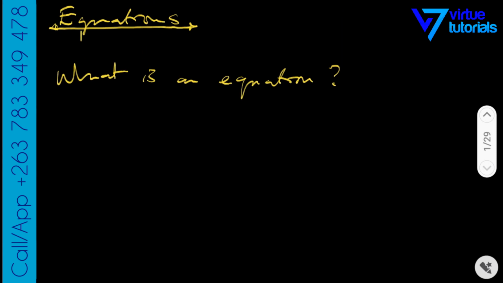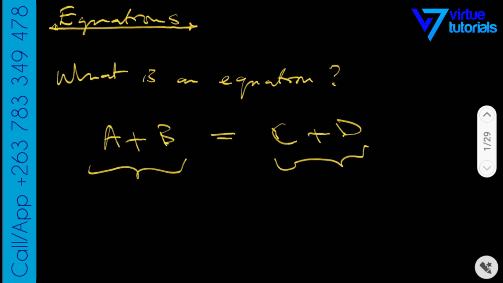Equations. We want to look at what equations are, first of all. Now, an equation is simply a statement that says one thing is equal to another, or a combination of things is equal to another combination of things. So an equation is simply something like this: A plus B is equal to C plus D. So this is equal to that. It's just a mathematical statement that equates two groups of items.